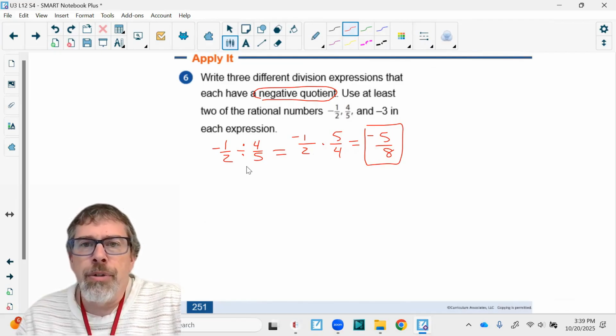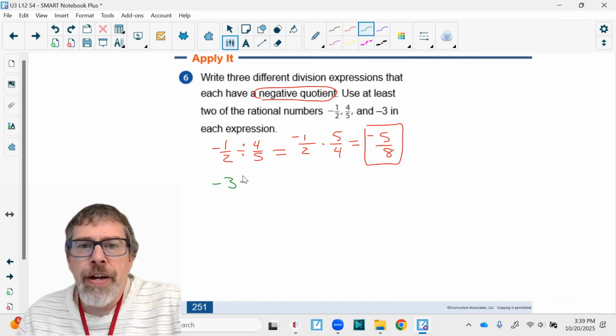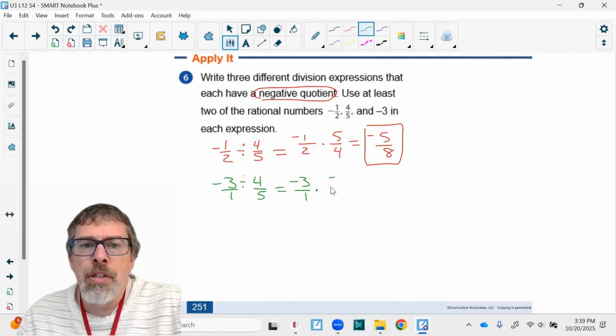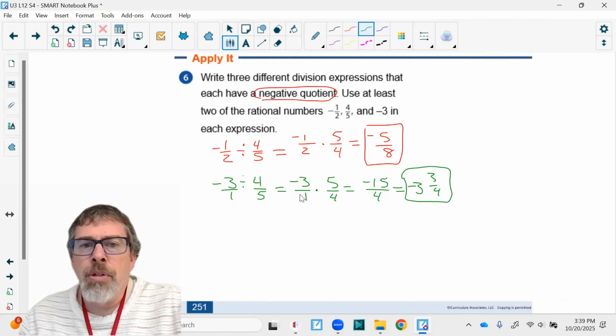The other one I can do is -3 divided by 4/5. And I'm going to put -3 over 1. That's going to be -3 over 1 times the reciprocal of 4/5. And that's going to give me -15 over 4. And I don't like improper. 4 times 3 is 12 with a remainder of 3. And it's negative. So there's a negative quotient from these two numbers.